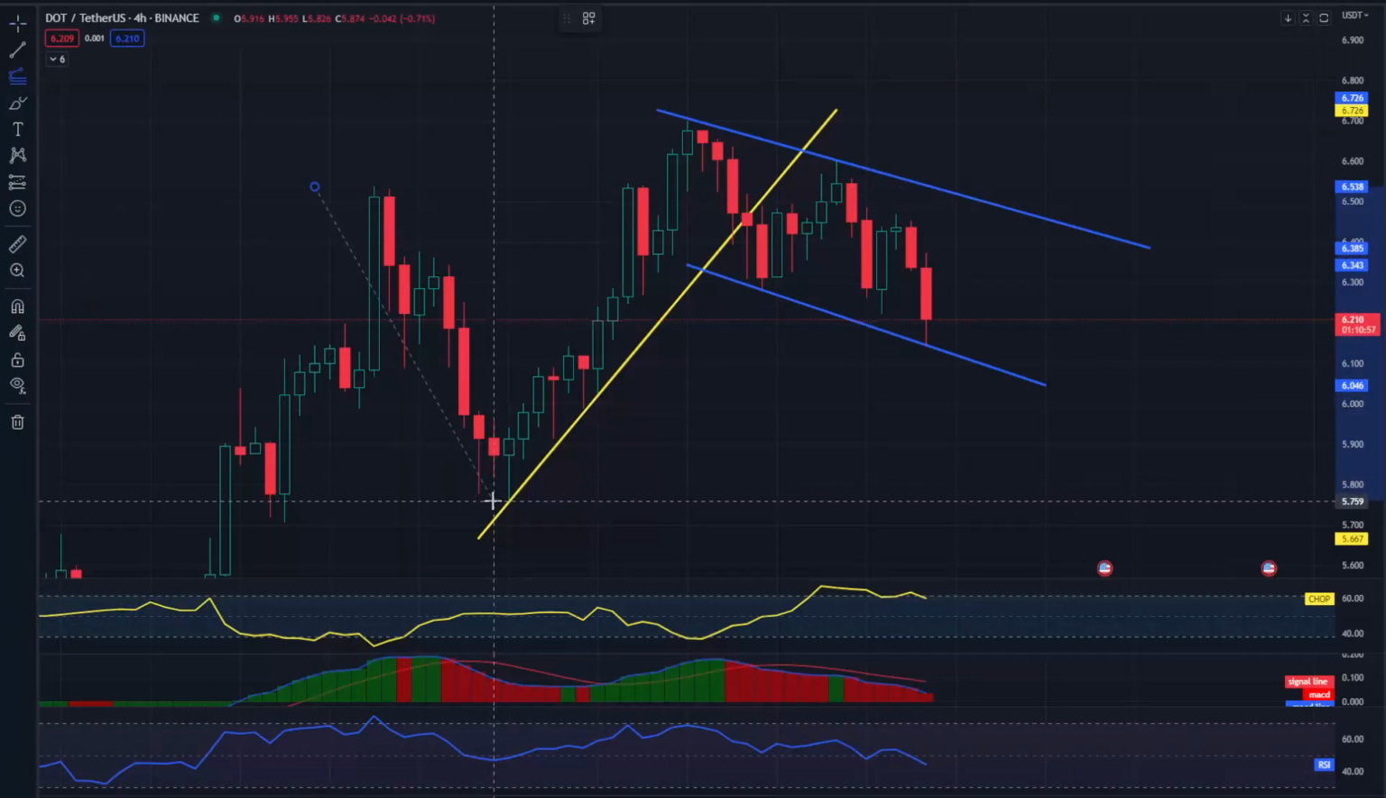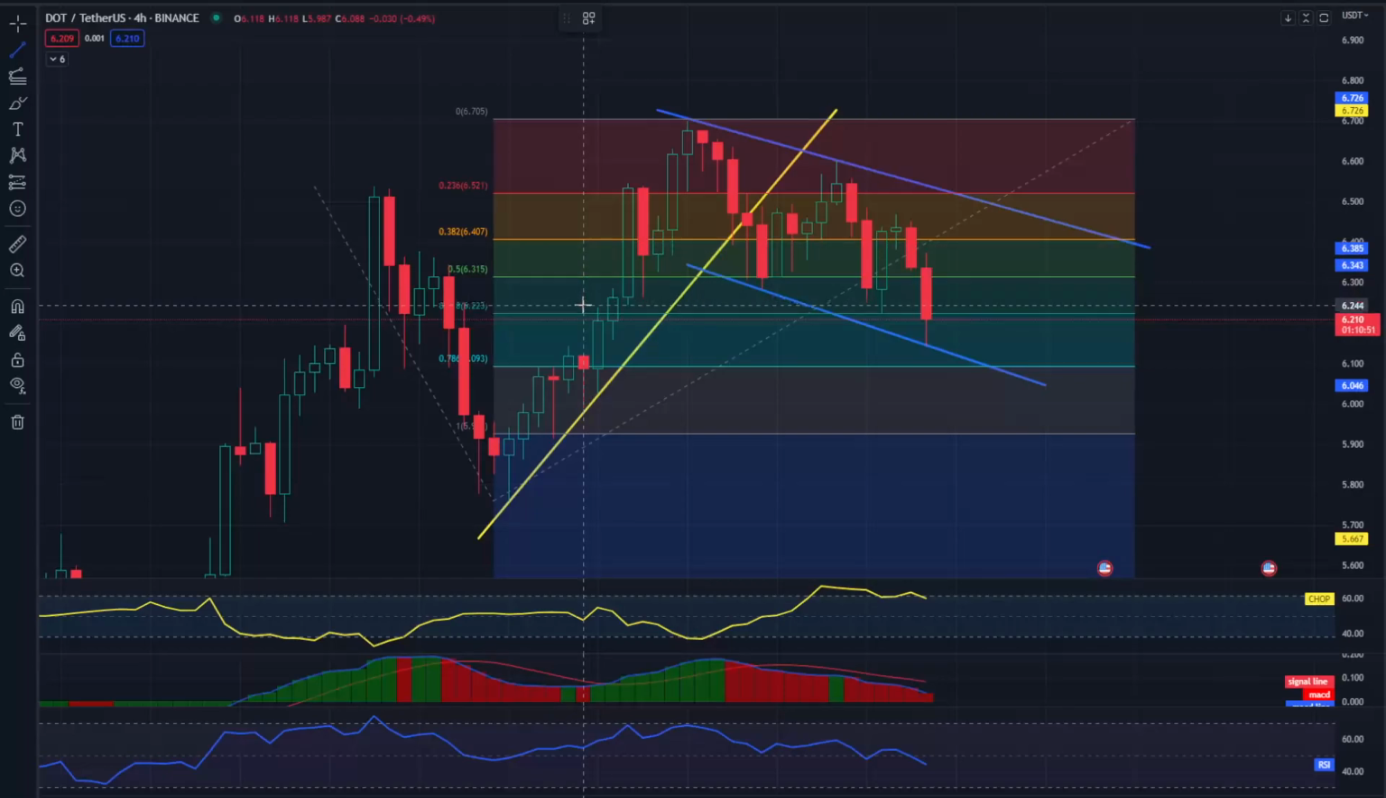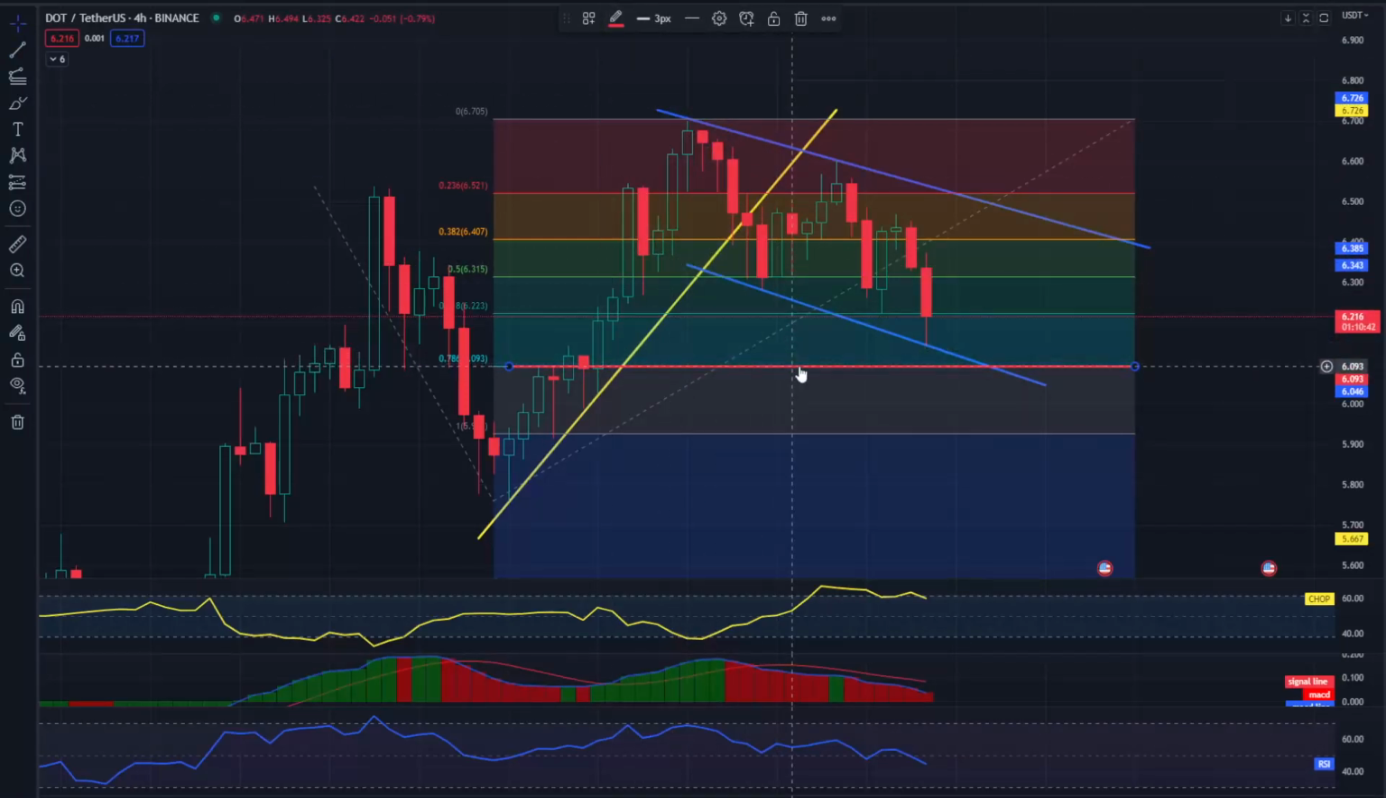Going further, we can move on to marking support areas in a situation where the correction will deepen. Currently, the DOT price has fallen below the strong support at 0.618 FIB, and now the first support is at $6.09 and the second support is at $5.92.